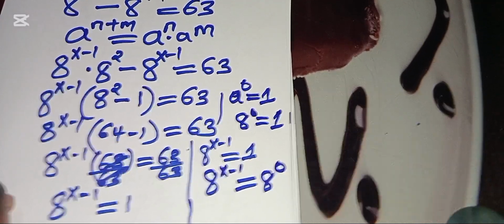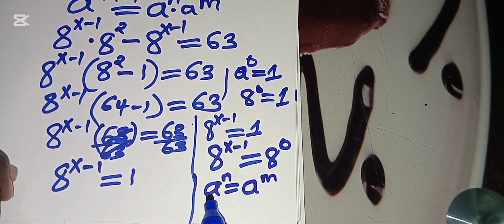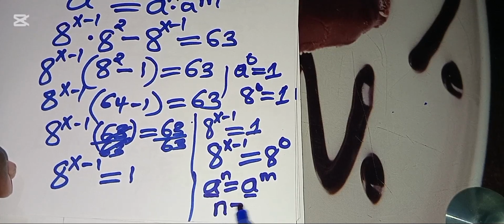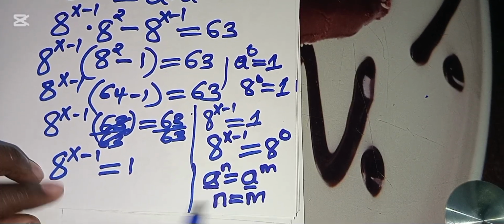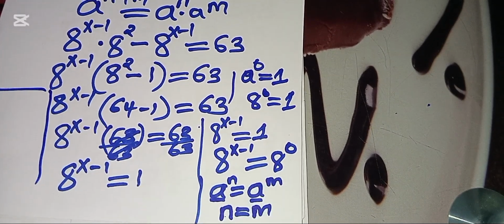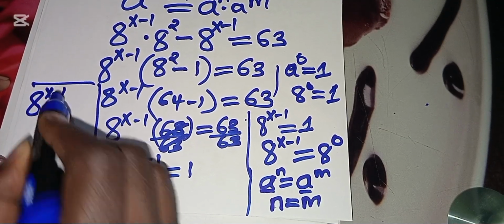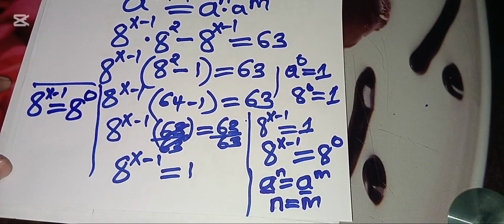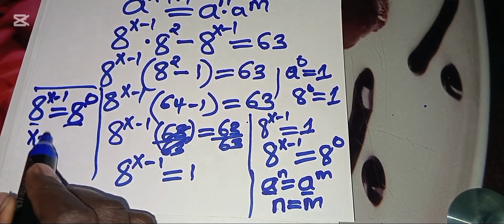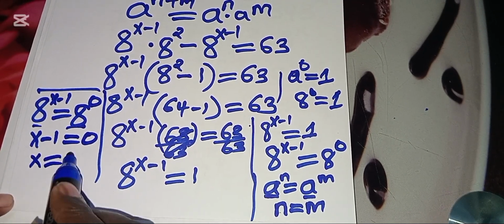Now if you're given a raised to power n equal to a raised to power m, and given that bases are common, then the powers also are equal. That is n is equal to m. So in our case here we have 8 raised to power x minus 1 equal to 8 raised to power 0. Since the bases are common, you just have the powers, which is x minus 1. This is equal to 0.